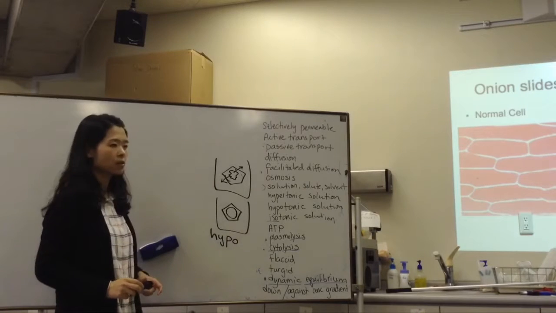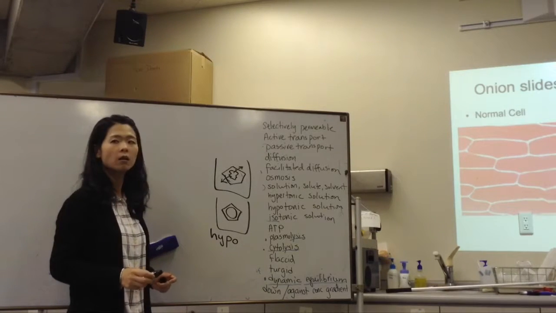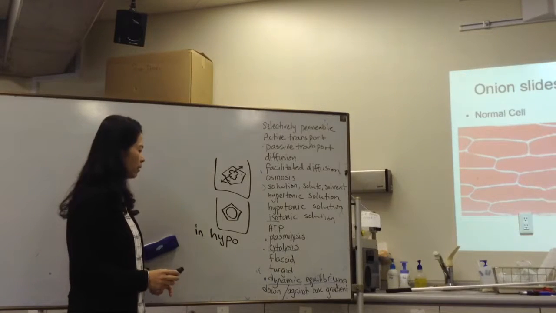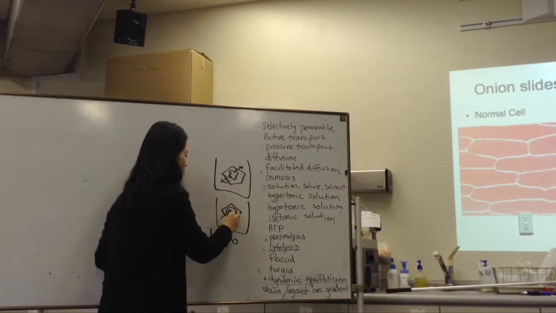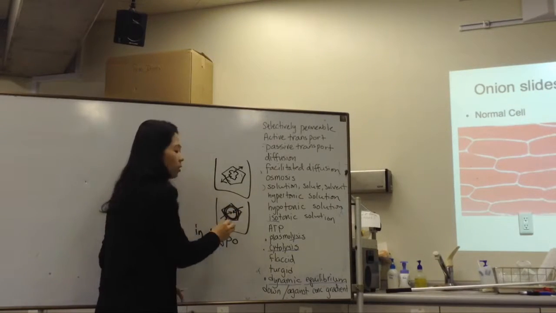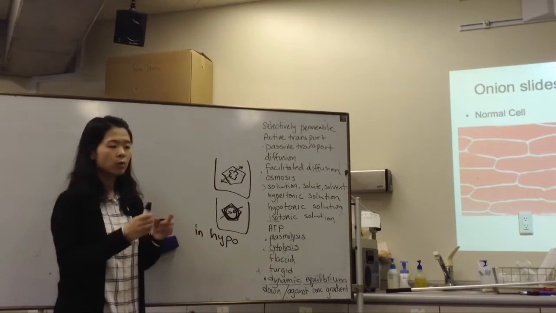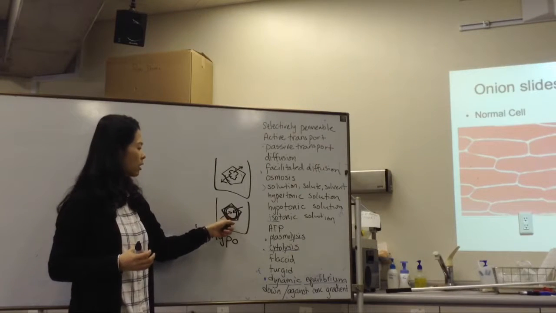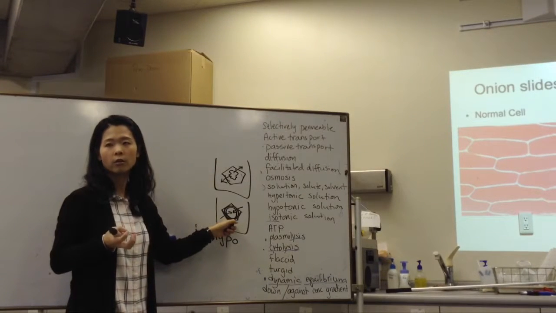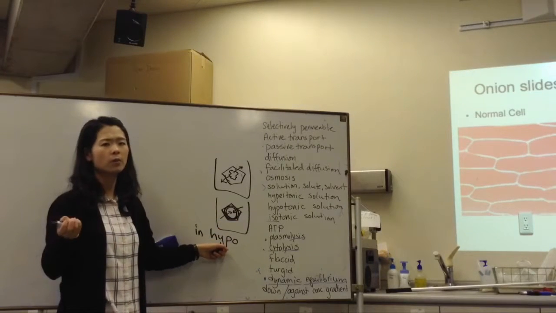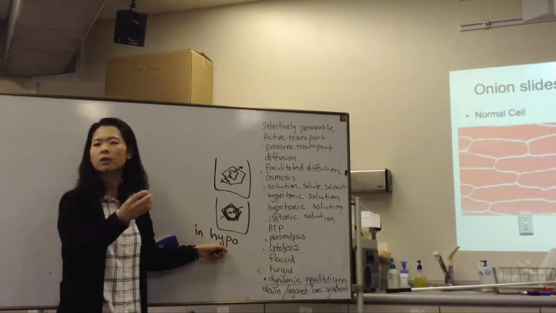In hypotonic solution, what will happen? Water comes in and will make the cell expand. Again, it can only expand so much because of the cell wall, right? And so that will increase the pressure and it will actually keep the plant cell healthy. So plant cells do best in hypotonic solution. And that's what happens when you give water to plants.